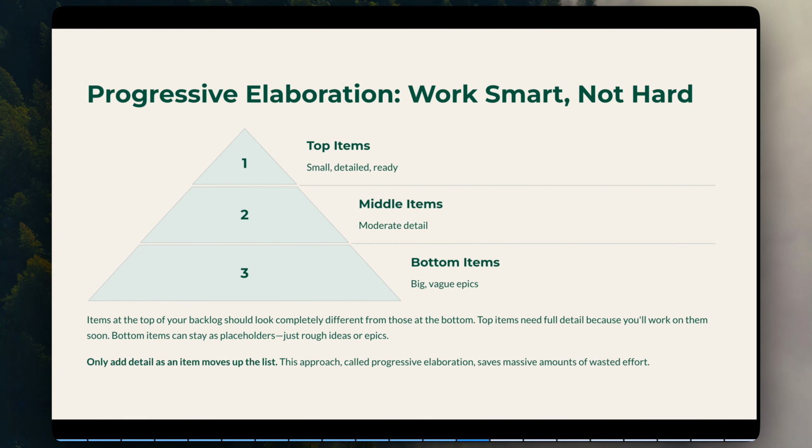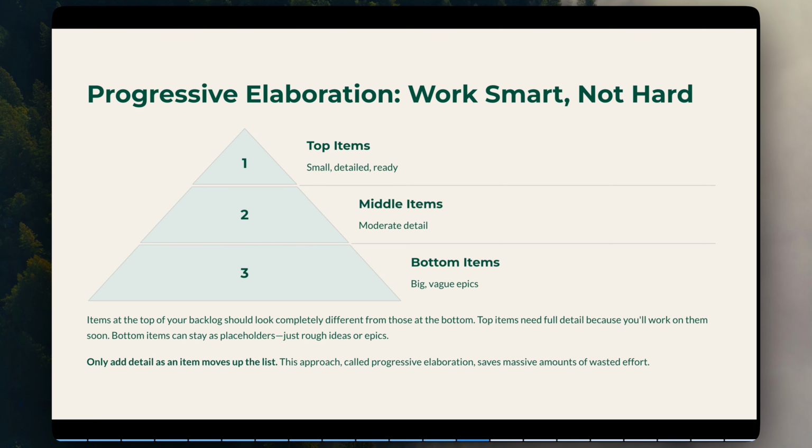The items at the top of your backlog should look very different from the items at the bottom. The stuff at the top, the things you're going to work on soon, need to be small, detailed, and ready to go. But the stuff way down at the bottom can be big, vague ideas, maybe just an epic. They're just placeholders. You only add the detail as an item moves up the list. This idea, sometimes called progressive elaboration, saves you so much wasted time.